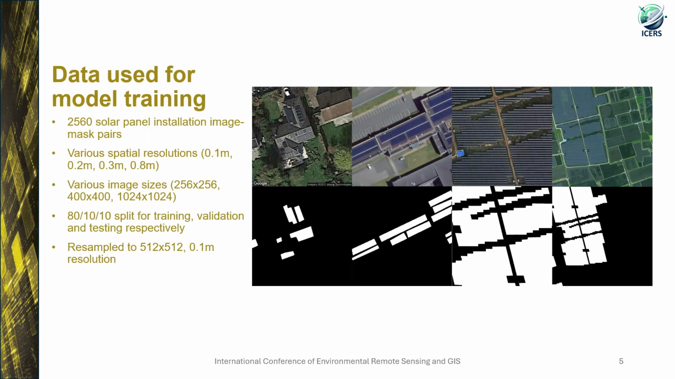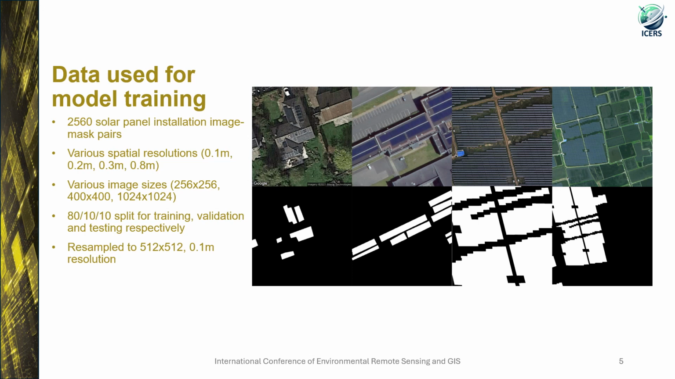A collection of various remote sensing images and solar panel segmentation mask pairs was used for the training of both the semantic segmentation model and the generative adversarial network. These images are of various spatial resolutions as well as different sizes, and resampling was applied by either padding or cropping the images, depending on whether they are smaller or larger than the target size of 512 by 512.